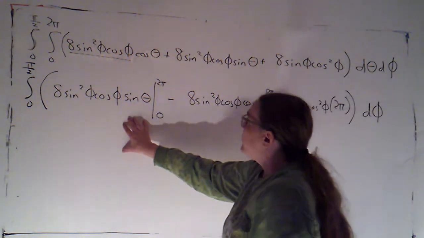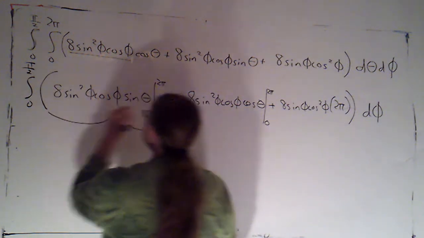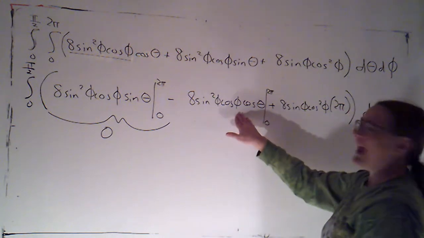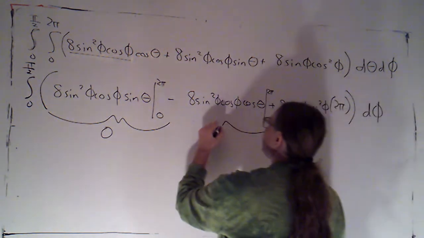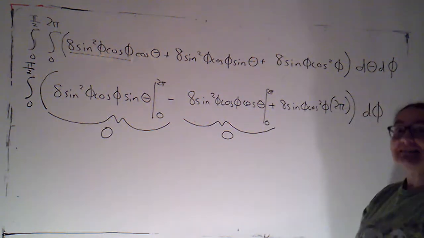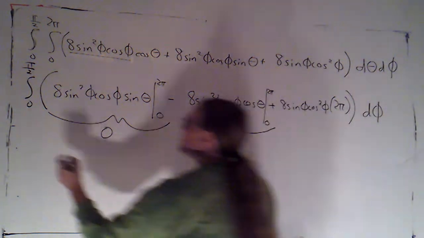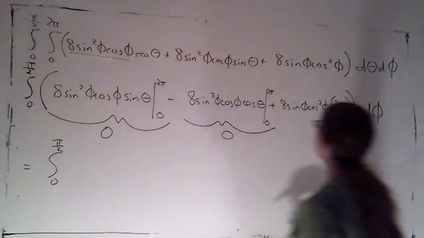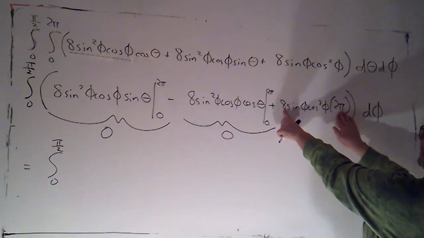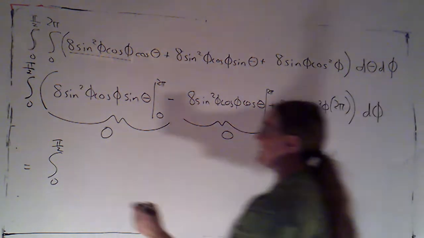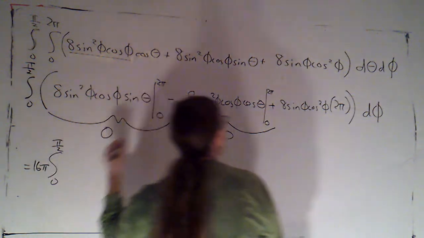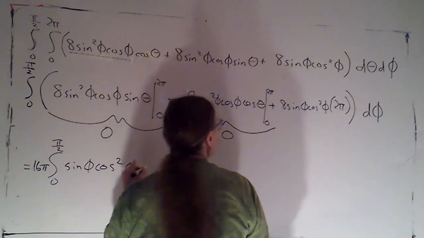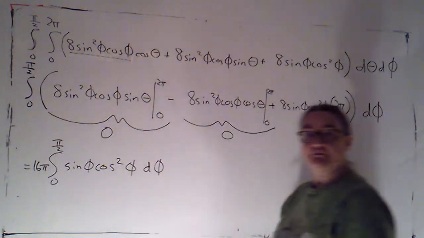Now, when I go to evaluate this first piece, of course, sine of 2 pi and sine of 0 are the same, so that first piece is 0. Same thing happens here. Cosine of 2 pi and cosine of 0 are the same, so that second piece is 0. So what we're left with is just the integral from 0 to pi over 2. I think I'm going to go ahead and factor out the 8 and the 2 pi. So that's going to be 16 pi. And then on the inside, we've got sine phi times cosine squared phi d phi.